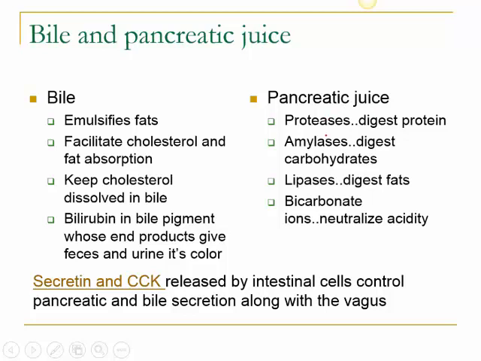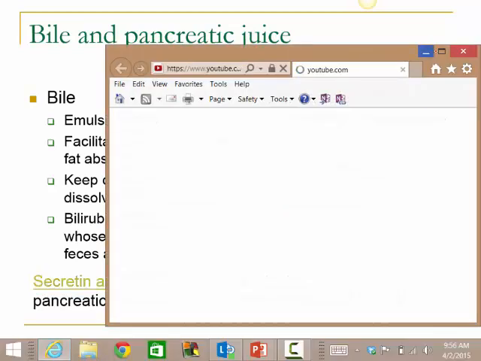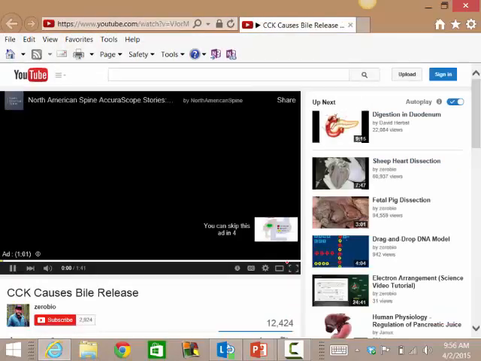Let's look at what pancreatic juice contains. It contains all 3 types of enzymes which can act on the food groups. Proteases, like carboxypeptidase, trypsin, and chymotrypsin, are all protein digesting enzymes, so they digest proteins. We have pancreatic amylases which digest carbohydrates, and pancreatic lipase which digests fat, and then the bicarbonate ions to neutralize the acidity which is there in the duodenum. And let's take a look at secretin and cholecystokinin and review this.